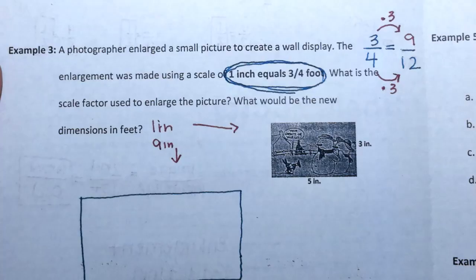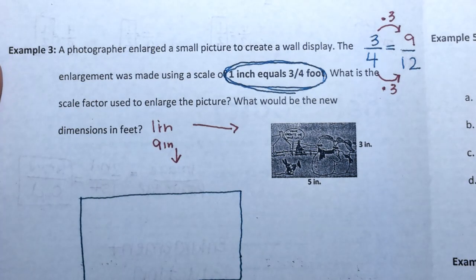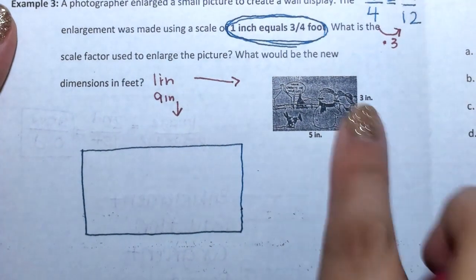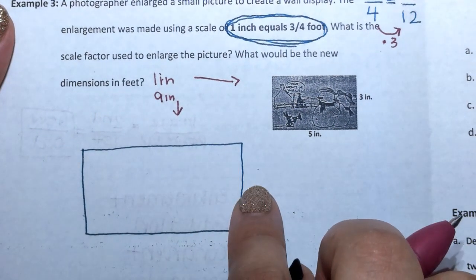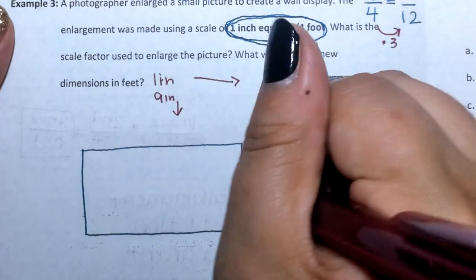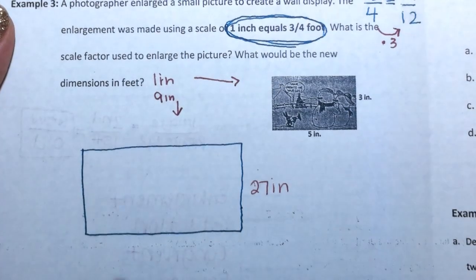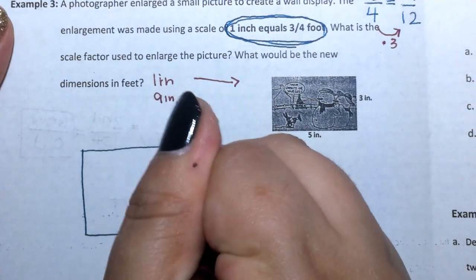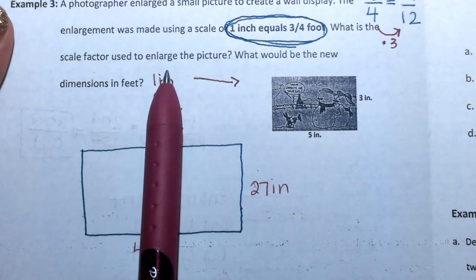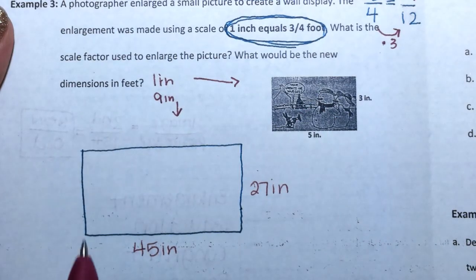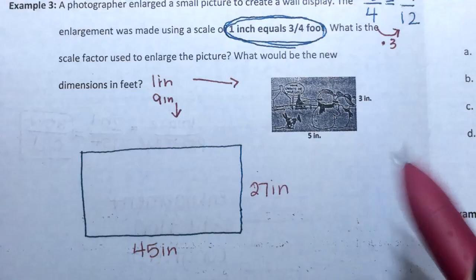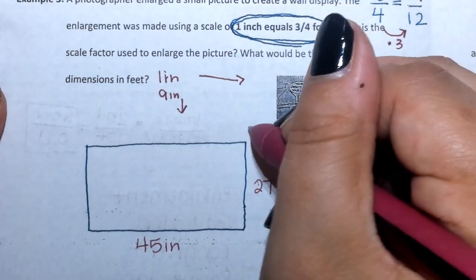So I'm going to multiply by what? 9. So how many inches are going to be here? 27 inches. And how many inches here? 45 inches. Let me restate that. For every 1 inch that's over here, that's going to represent 9 inches over here. And that's why we multiplied by what? 9.